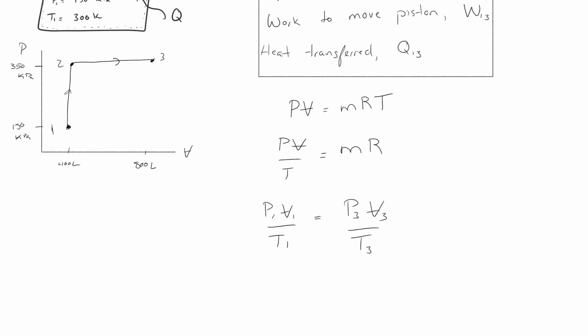So finding T3 should be pretty straightforward here. It's going to be equal to P3 V3 over P1 V1 times T1. Okay, so notice this fraction here is dimensionless, so my T1 is going to mandate what units T3 pops out at. So P3 is going to be 350 kilopascals.